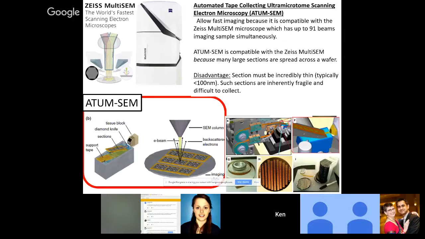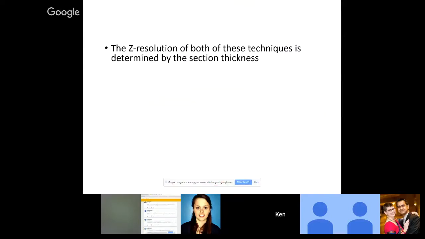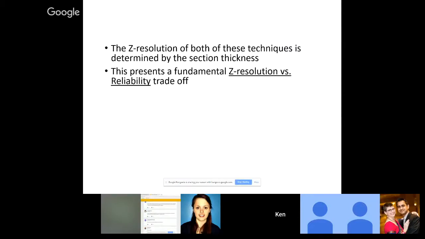So Atom SEM, it's important to understand, is compatible with the Zeiss multisim because it collects many sections, and these are spread across a wide wafer, and so you're able to image all of those very efficiently. Again, though, it has to collect those incredibly thin sections, and they're inherently fragile and difficult to collect. Now, the Z resolution of both of these techniques is determined by the section thickness. And this represents a fundamental Z resolution versus reliability trade-off.